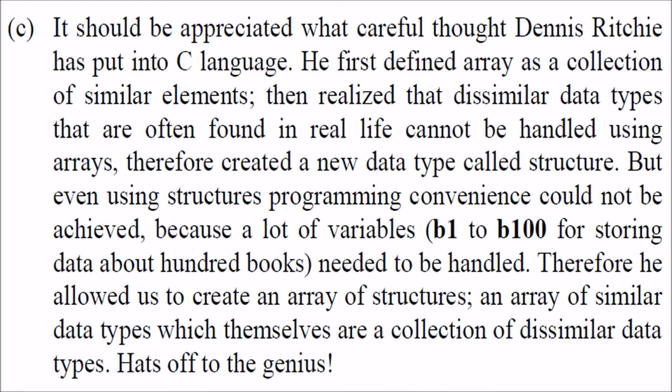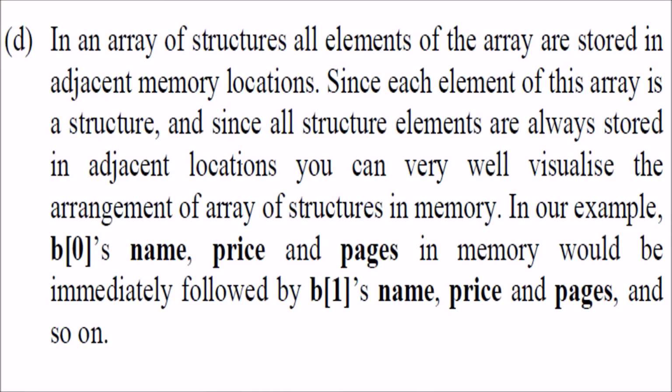And this is very good because Dennis Ritchie has really given us this array of structure, which makes our life quite easier. All elements of the array of structures are stored in adjacent memory locations. First the B[0] content will be there, then the B[1] content. So this is name, price, pages for B[0], then name, price, pages for B[1], like this.